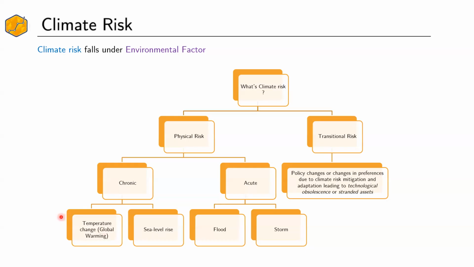Correct? Okay, so yeah, global warming is a climate risk, physical risk to be precise, but it is chronic because it is slow and gradual. Similarly, sea level rise. We talk about the water level rising in the seas that is causing floods, right? Sea level rise is not something that is sudden. It is growing gradually.